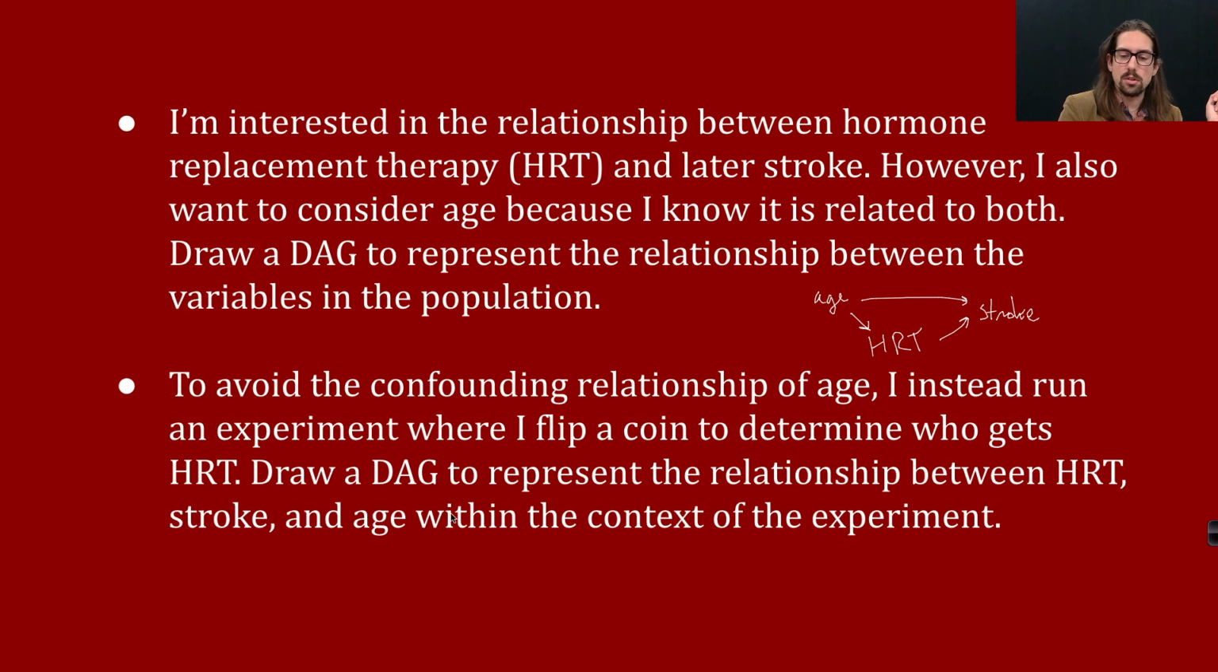So let's draw the DAG to represent the relationship between HRT, stroke, and age within the context of this experiment. So here I have HRT, I have stroke, and we have age. And the difference now is that HRT is being determined by a coin flip. So what that tells you is that there's no arrows going into it. Well, I mean, if you had coin, right, that would go into it. But coin has no arrows going into it. So HRT has no arrows going into it. There's no reason anything else should change, though. So we still have a situation like this.